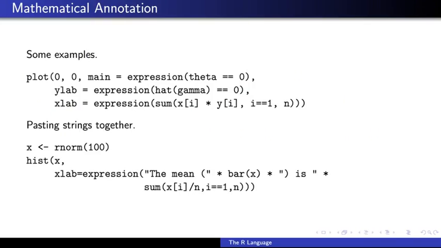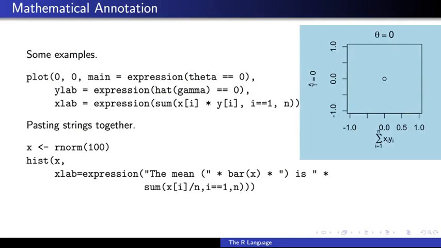So here's a simple example. Here I'm not plotting any data, but I'm setting up a plot window where the title of the plot is going to be the expression theta equals 0. The y label is going to be the expression gamma hat equals 0. And the x label is going to be the sum, where the capital sigma represents the sum, where i goes from 1 to n of x_i times y_i, the product x_i times y_i. These expressions will appear in the plot window and will be typeset in a LaTeX-like manner.